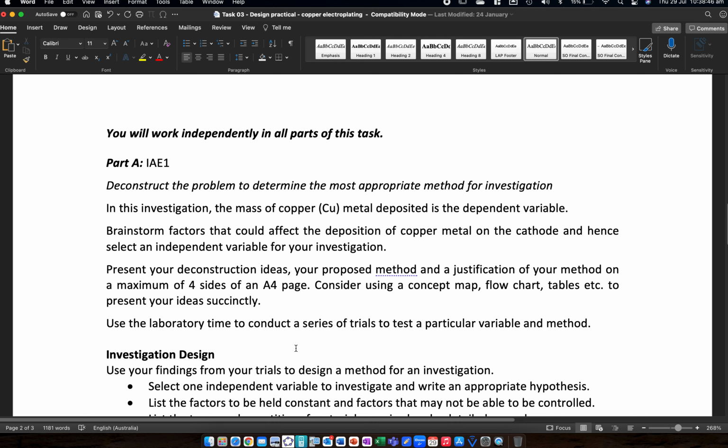Two, deconstruct your ideas. Two, propose a method. Okay, but also justify that method. Okay, why would you do this? Why are you going to do that?